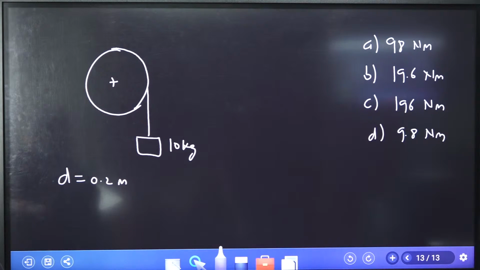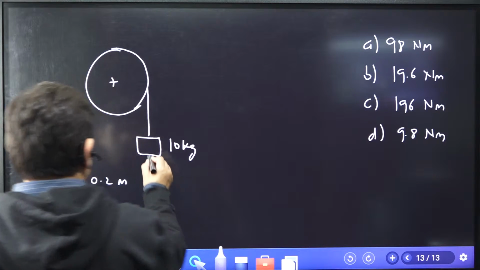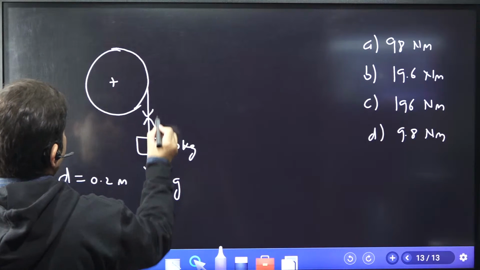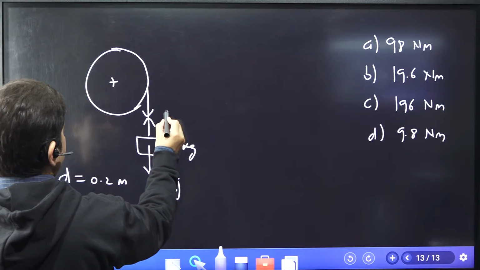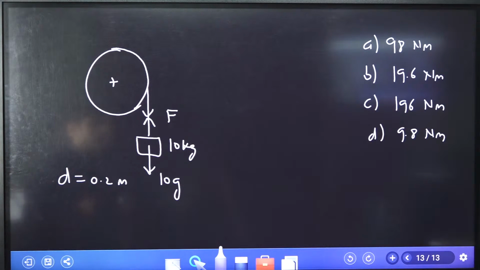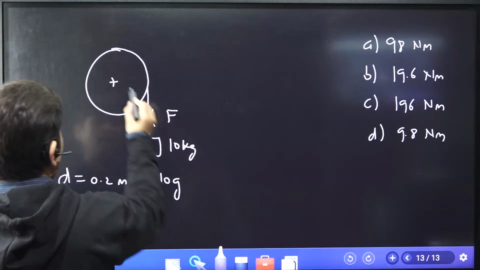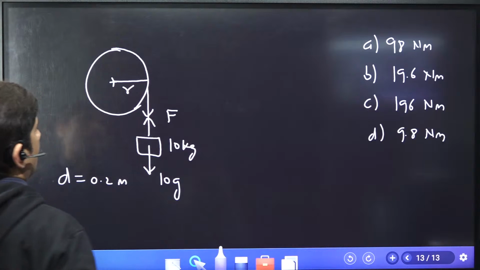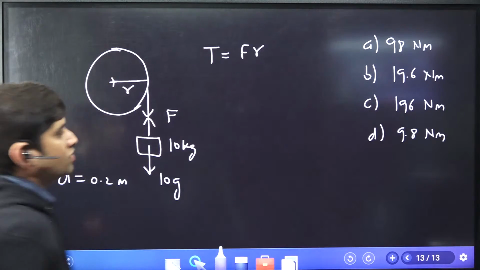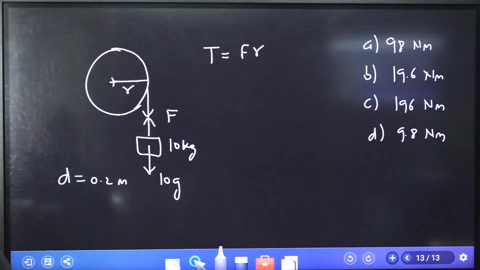That is a question which is asked. Okay, done. Now if this is a 10 kg body, then 10 into g is the weight which produces some kind of tension. Let's call that tension with force F, and let's say this radial distance is r. So can you tell me what is the torque applied? Torque is F into r. That is what we want to find out.